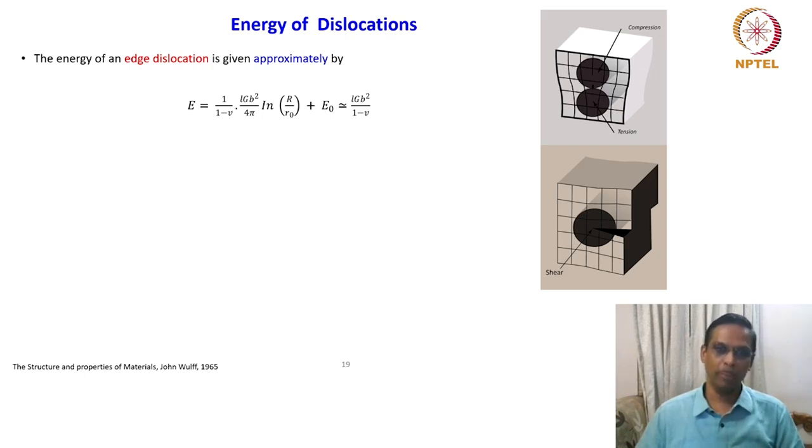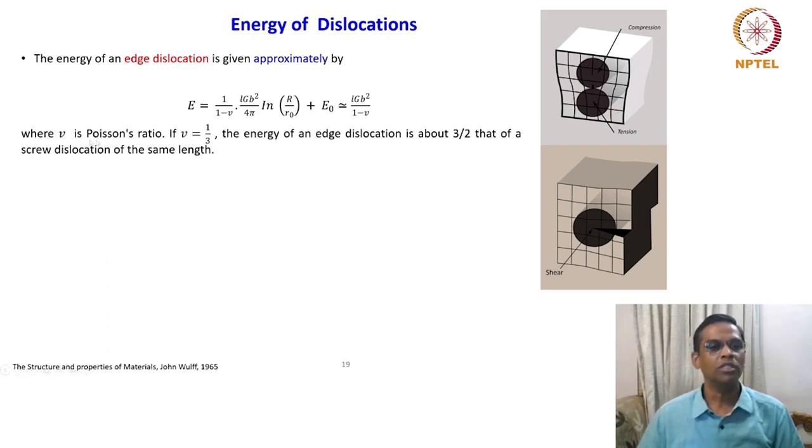So when you move from screw dislocation to edge dislocation expressions, you will always see that this 1 by 1 minus mu term comes in the edge dislocation. You can just imagine how it would have got inserted. That is because you are now considering the state of stress as a plane problem, especially a plane strain problem, then the 1 minus mu term comes. If you understand all these subtle differences, then you don't have to worry about all these mathematical terms. It's very, very easy to look at it. Where mu is the Poisson's ratio, if mu is 1 by 3, the energy of edge dislocation is about 3 by 2 that of the screw dislocation of the same length.